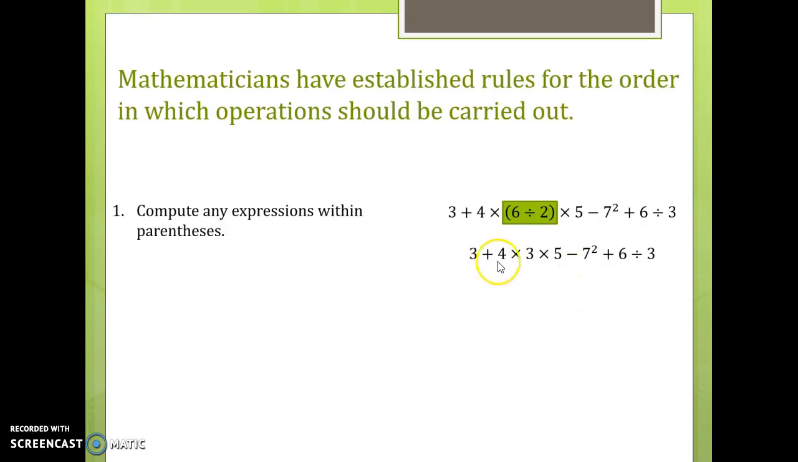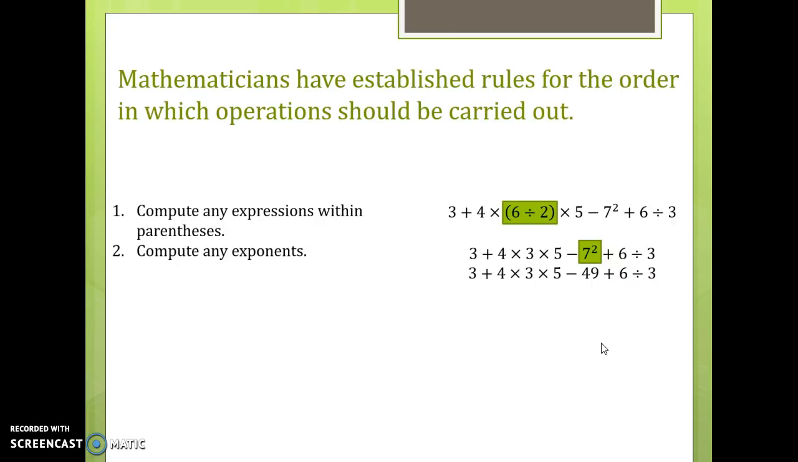Then when we look at this expression now, what do we have to solve first? We have to compute any exponents. And here we have 7 squared. So we have to compute that first, which would be 49. And you can see everything in front we copied exactly in its own space. So no moving positions of anything. And everything after we copied down.